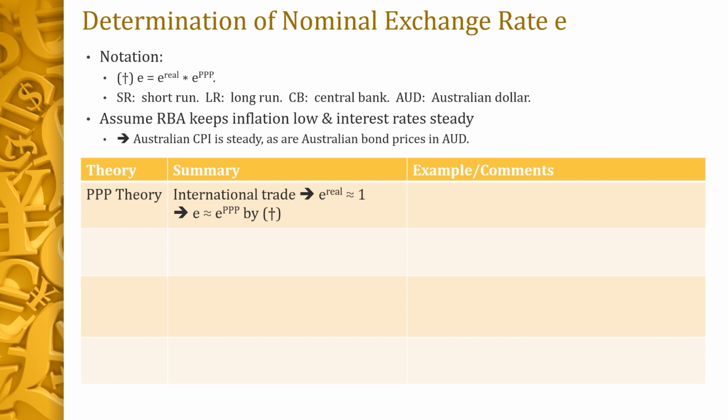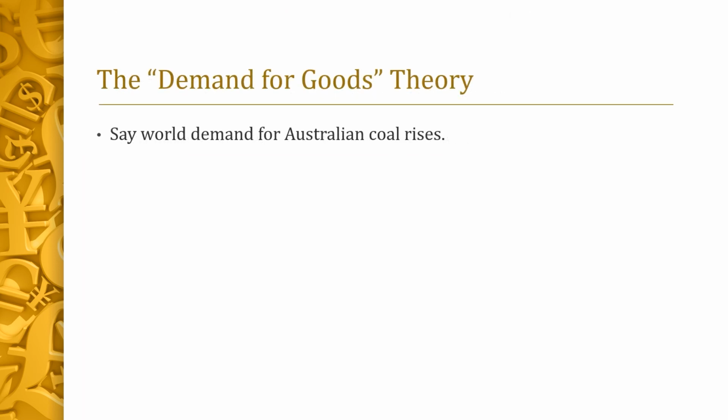Thus, the nominal exchange rate will remain close to the PPP exchange rate by the equation marked with a dagger symbol. This implies that persistently high inflation in Australia will cause the Australian dollar gradually to fall in value, or depreciate, relative to the currencies of low inflation countries. We now turn to the second theory, which is called demand for goods.